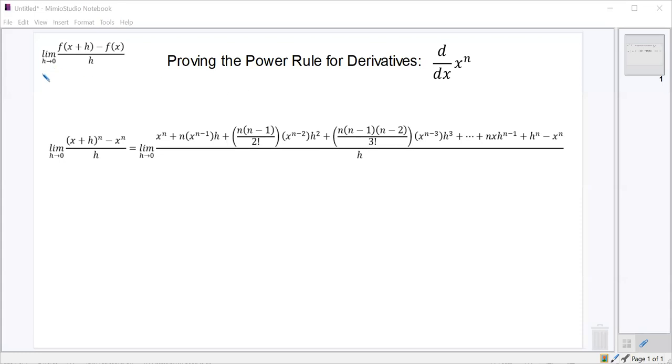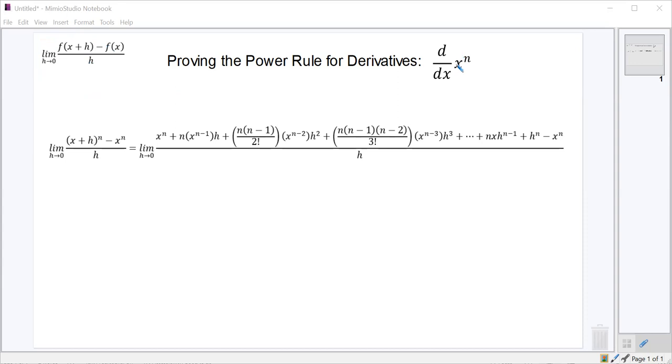So for all of the proofs that we're going to do, we're going to use the limit definition of the derivative, which we've got written up here in the left-hand corner. The limit as h approaches 0 of f of x plus h minus f of x all over h. This is our limit as h approaches 0 of the difference quotient, or the slope between any 2 points on the line, where h is the distance in the x direction between the 2 points.